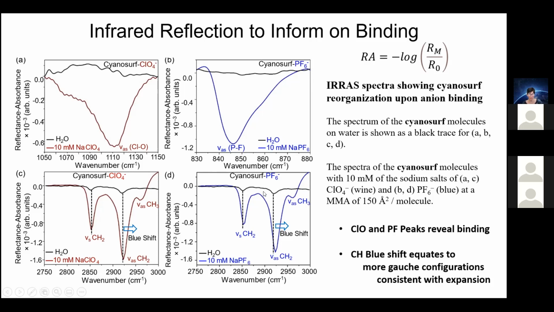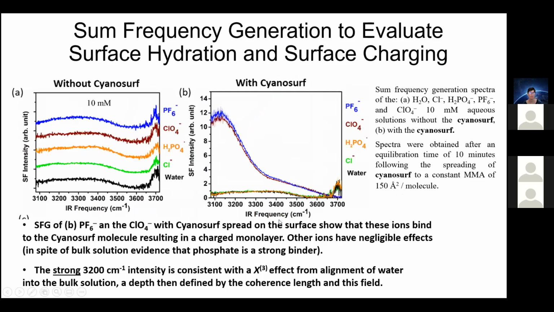The perchlorate and the PF6 in the CH2 region is also changed from on water. And we actually see shifts, which are telling us that there's more disorganization of the chains. So we believe that the perchlorate and the PF6 are intercalating in there, and they're spreading the cyanostar further apart, and the chains then have more room to have more gauche defects. And so that's what the blue shift is about. So definitely significance.